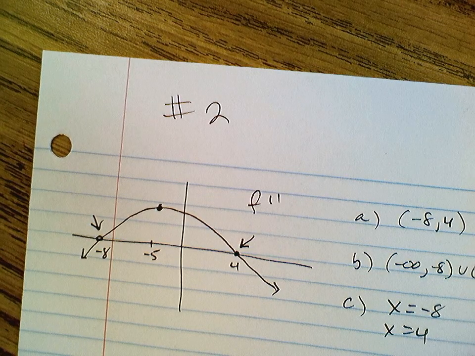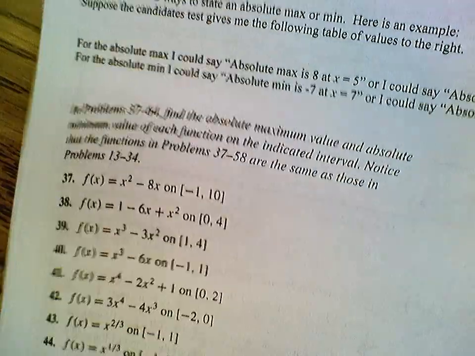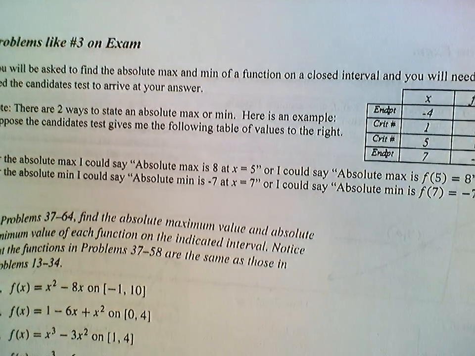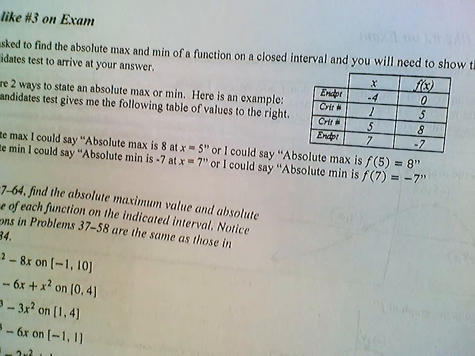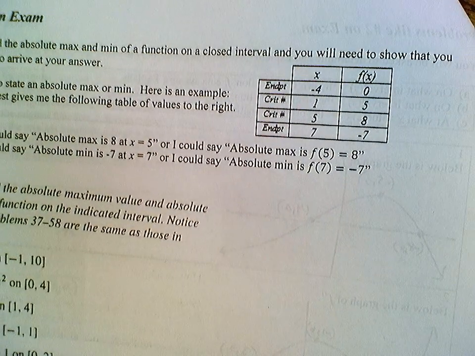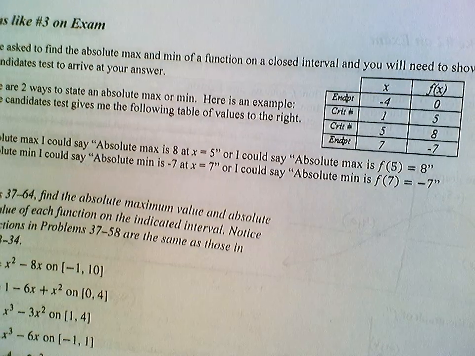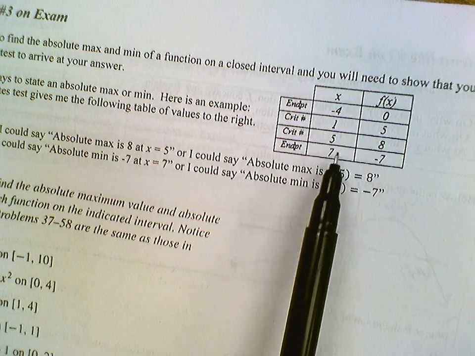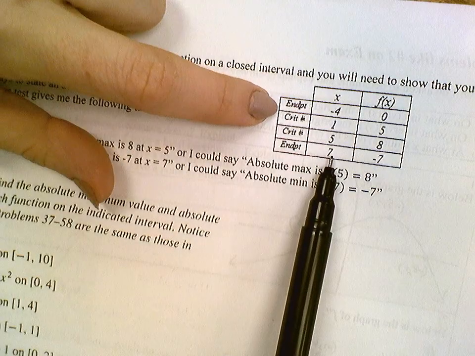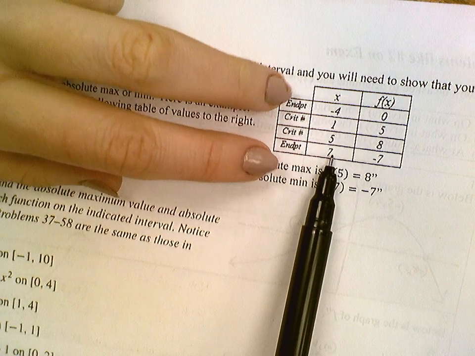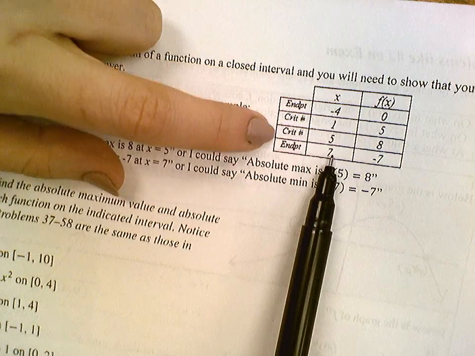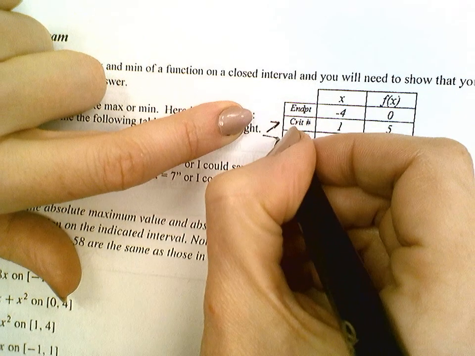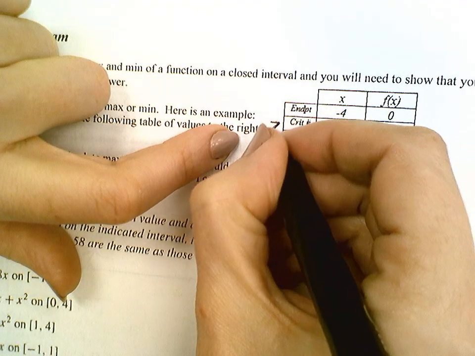Okay. Now, problems like number 3 on the exam. Number 3, you're going to be asked to find the absolute max and min of a function on a closed interval. You'll need to show that you use the candidate's test to arrive at your answer. Here is what the candidate's test looks like. You put the endpoints of the interval here, and then in between here you put the critical numbers.